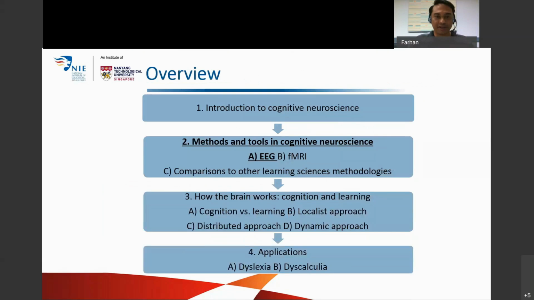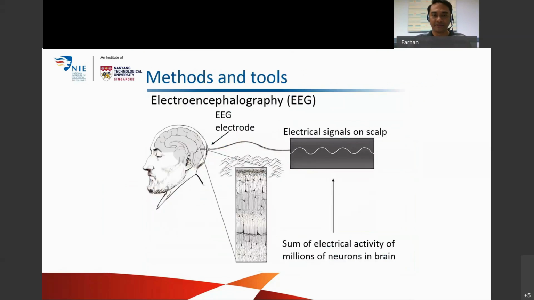All right, let's move on now to the methods and tools in cognitive neuroscience. First, EEG. So EEG, or electroencephalography, is a pretty old technique that's been around for about 100 years.